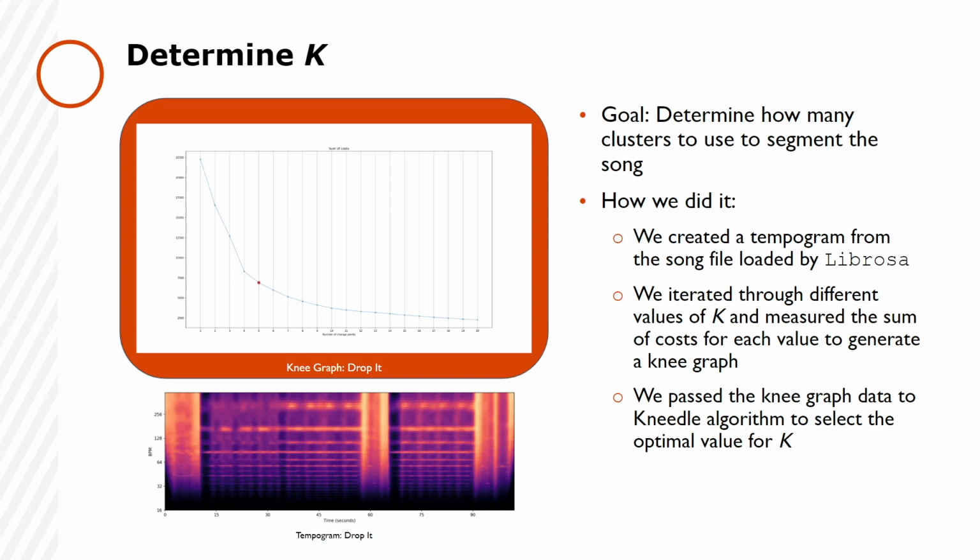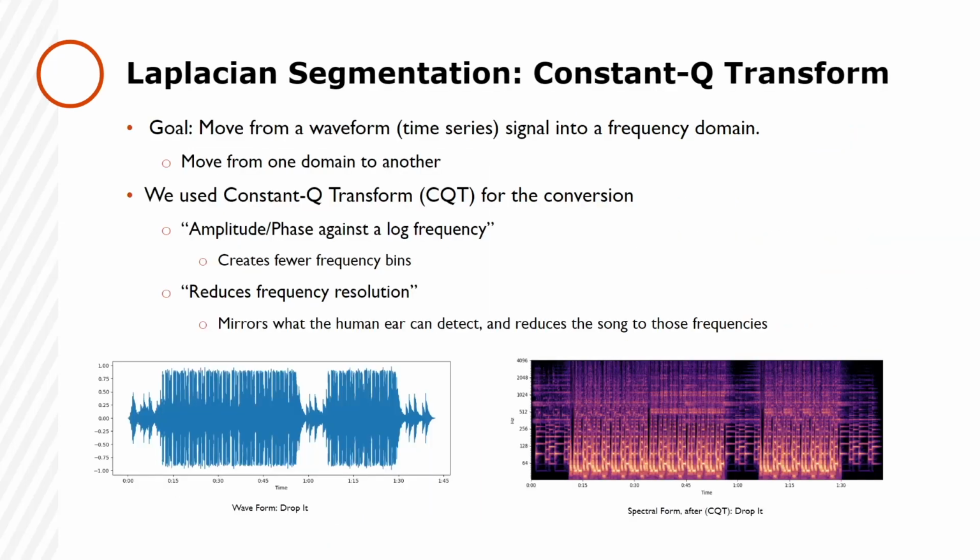If you view the graph on the left, you can see the elbow graph, and you can see that the value 5 has been selected, so K will be 5. And below, you can view the tempogram.